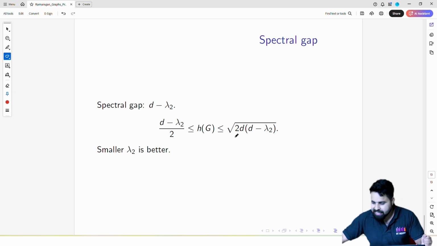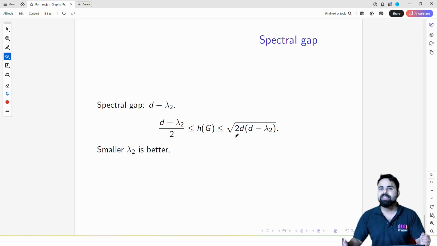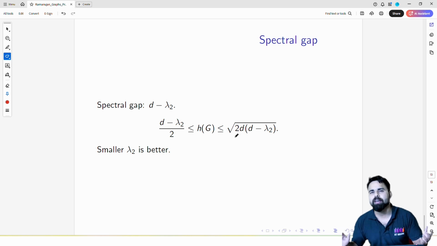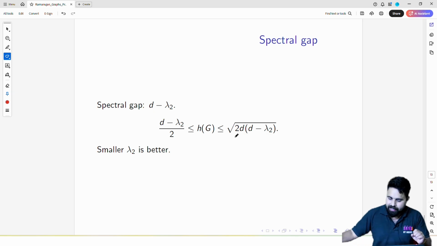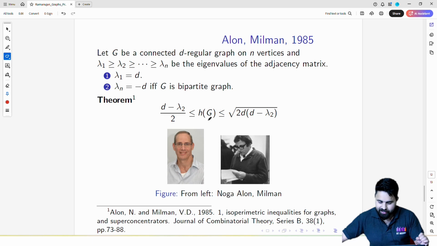So with this I am stopping this lecture. In the next lecture we will be talking about a very famous lemma that we call the expander mixing lemma, and also a proof of one bound of the Alon and Milman result about this.